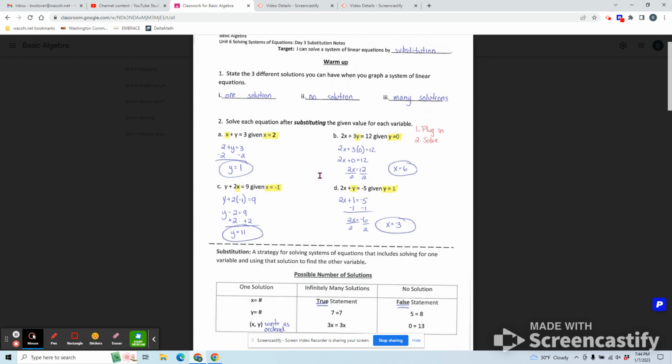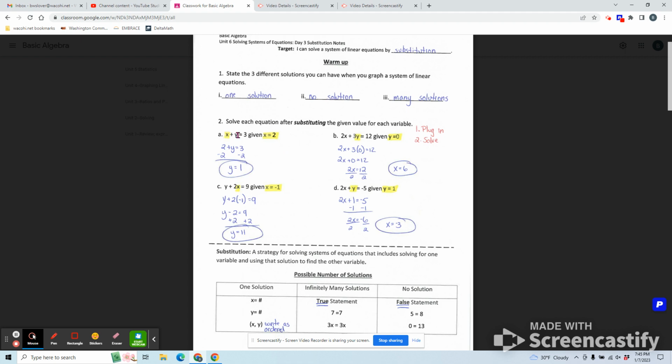The second warm-up is asking you to solve each equation after you substitute in a given value. So there's two steps. Number one, you're going to plug in your given information, and number two, you're going to solve.